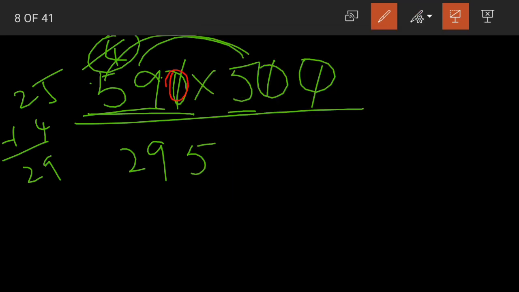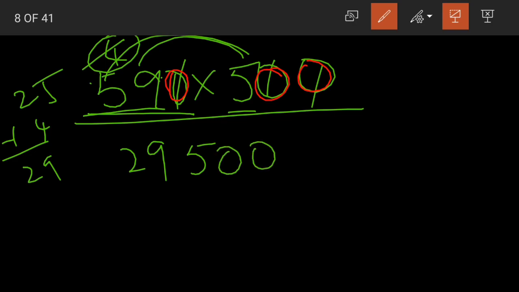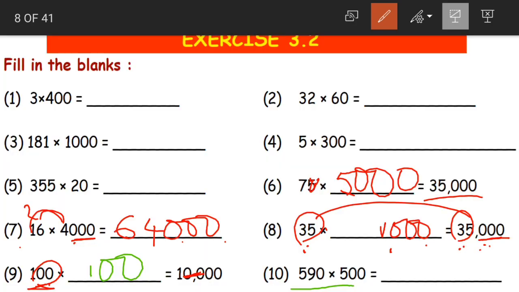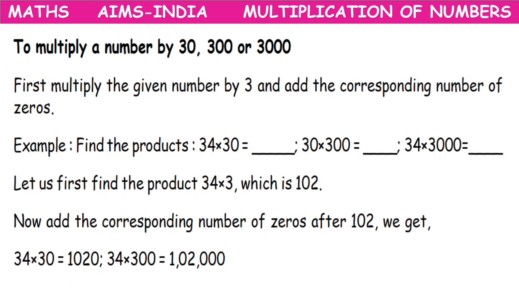Now count the number of zeros. 1, 2 and 3. There are 3 zeros here, so even in the product place 3 zeros. Okay. 2,95,000 becomes our answer. Yes, children, I hope this was clear.